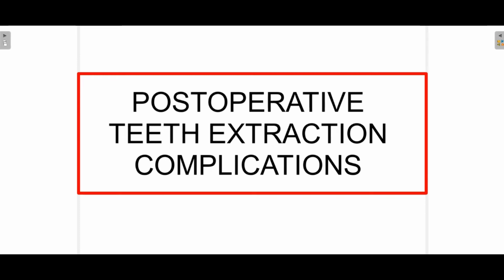In this video we'll talk about complications that arise after we have extracted the tooth. That is called post-operative complications. Most of the time we try to extract the tooth out of the socket without encountering any sort of complication, but every now and then we do encounter complications that arise after we have extracted the tooth. So it is really important that we identify such complications and, after identifying, manage them properly.